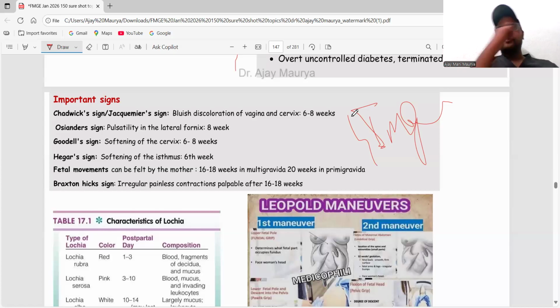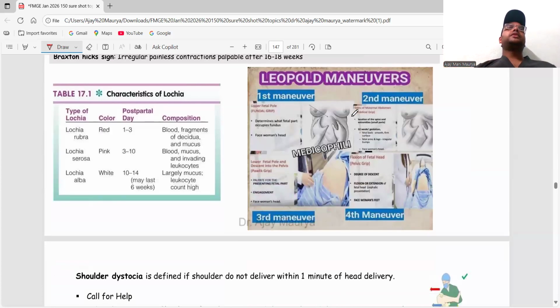Images are very important. Next one, this is the lochia after the delivery. There is bleeding, that is the lochia. How to remember this one: rubra, serosa, alba. Remember the colors red, pink, white. At what day? Postpartum day 1 to 3, 3 to 4, 3 to 10, and 10 to 14.